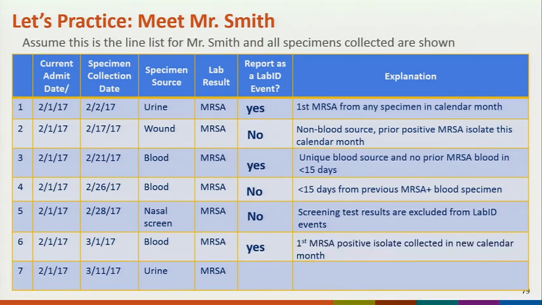And then on 3/11, he had a urine that was positive for MRSA. Do we report this one? No, this is considered a non-blood source, and he's already had a MRSA positive for the month. So in reality, for the month of March, you would not report any more MRSA positives unless he had another blood that occurred 2 weeks after the 3-1 blood.